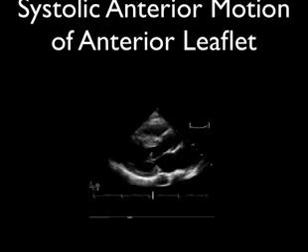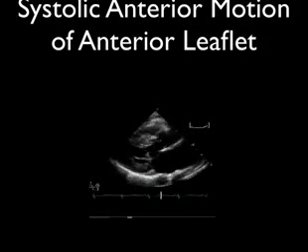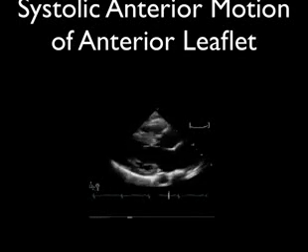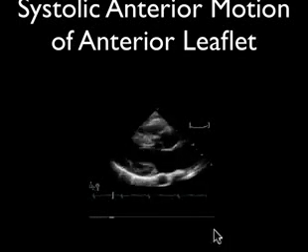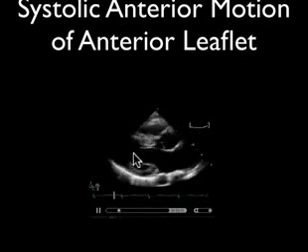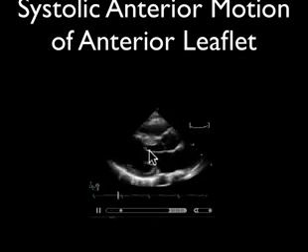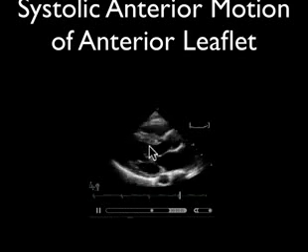Another thing that happens is you can get a systolic anterior motion of the anterior leaflet, which further obstructs the outflow tract. So here is a cardiac ultrasound showing a systolic anterior motion of the anterior leaflet of the mitral valve during systole. So as the heart's squeezing during systole, look what happens. You can see that anterior leaflet flip up anteriorly and block that outflow tract.